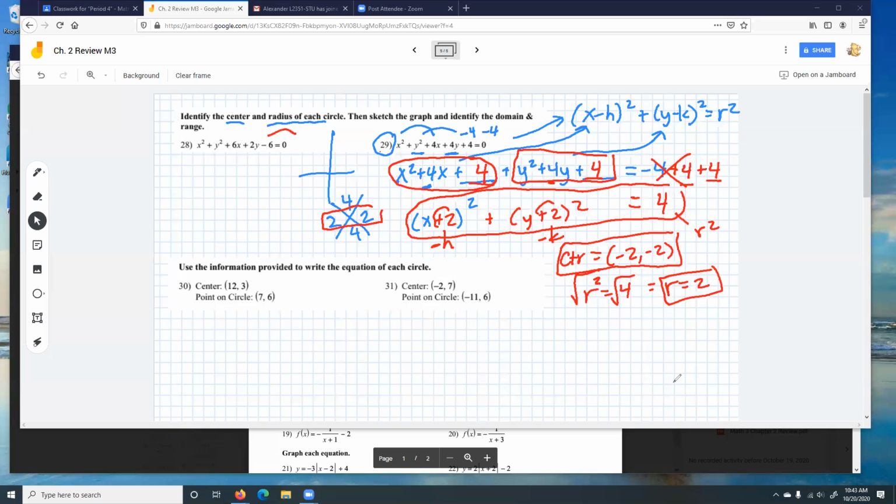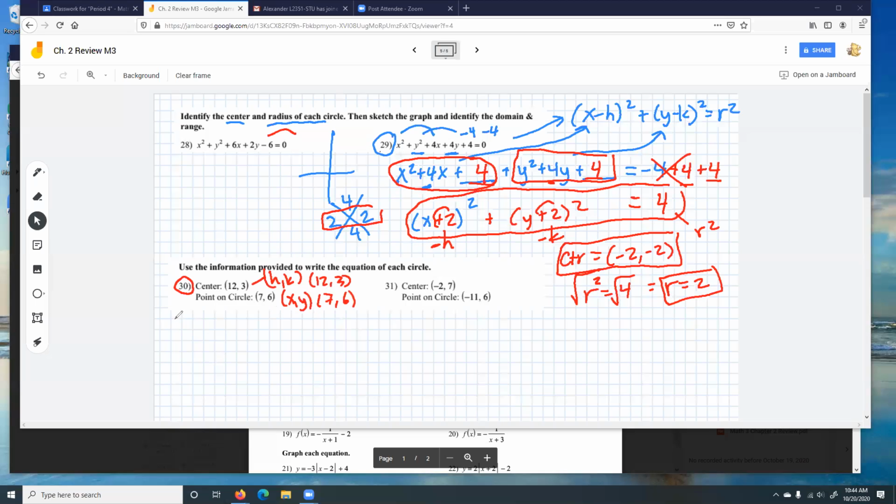Okay, and then the last one, this is kind of a new problem too that we need to do. Number 30 is use the information provided to write the equation of the circle. So just like the 2 other problems we did, they're telling us the center, which is the h and the k. So what is your h, k? It's 12, 3. What's a point on the circle? That's a point, right? An x, a y, 7, 6, all right?